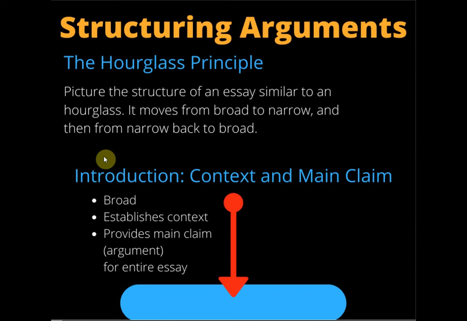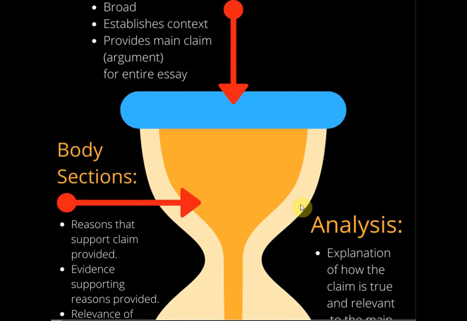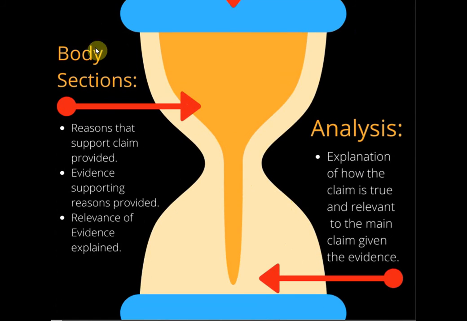Okay, so when we look at the introduction, again, we're moving from our broadest point, the context, to the main claim, which is slightly more specific, or your main argument, right? And then we move downward. As we get into the content of the essay, we'll be looking at the body sections. These are getting more narrow.